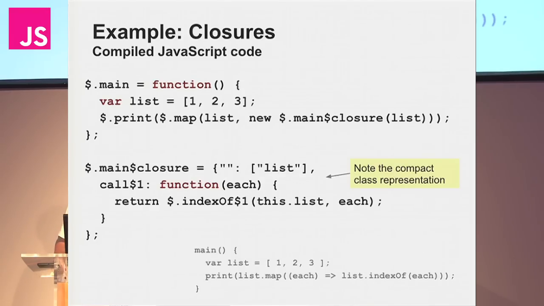This is translated into a main $closure class, the second part, which has one field, the list, that was the free variable, and it has one method, the call$1, which represents the invocation target if you invoke the closure. And in there, it's just a normal function which takes an argument and does whatever we wanted to do before. Note the compact class representation. So we avoid a lot of boilerplate code by generating code dynamically. This way we shrink a little bit the size of the resulting JavaScript.